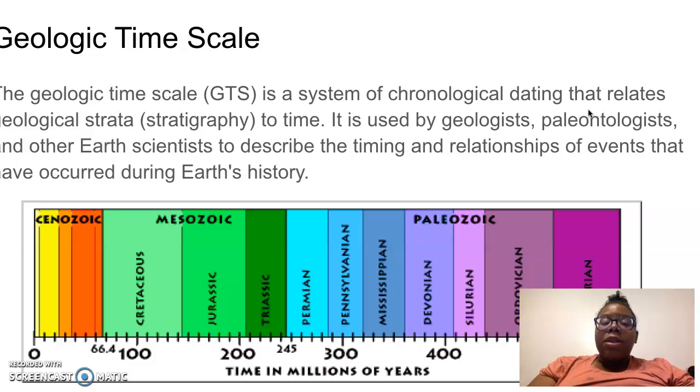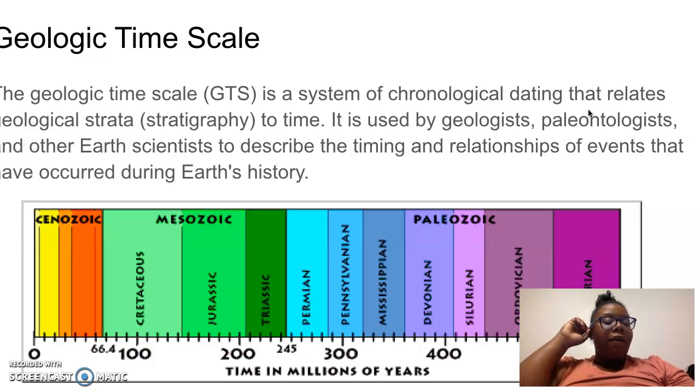So the geologic time scale is a system of chronological dating that relates geological strata to time. So it's being used by geologists, paleontologists, and other earth scientists to describe some of the timing and relationships of events that have occurred during Earth's history. For example, this is a measure of time in millions of years. Okay, so from 0 to about 66.4, you have the Cenozoic era, right?